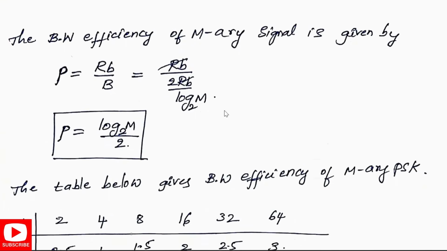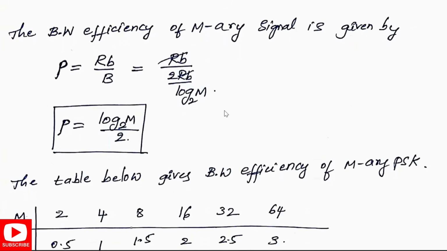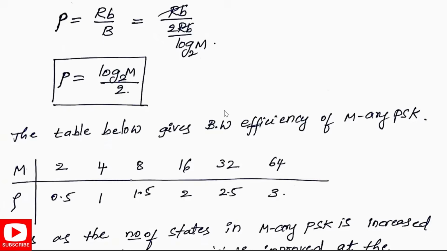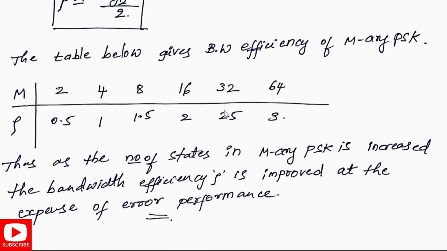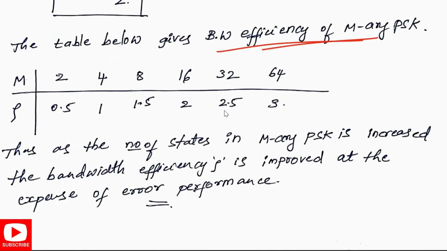The bandwidth efficiency that had been asked is given as Rb by B. So Rb will get cancelled. It is log 2 of M by 2. So let us consider some values of M to find out the bandwidth efficiency of M-ary PSK. It is 2, 4, 8, 16, 32, 64. Substituting to this M place and finding out the values, we get the bandwidth efficiency as this. So as the number of states of M-ary PSK is increased, the bandwidth efficiency is improved at the expense of the error performance. So this was all about the M-ary. Next.